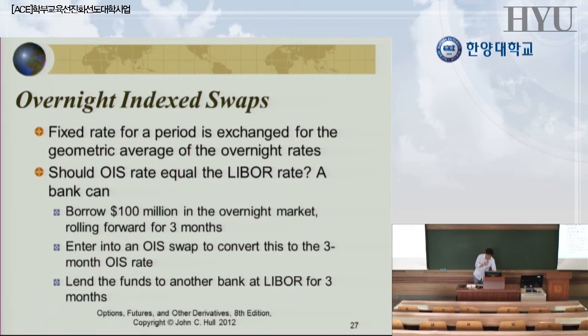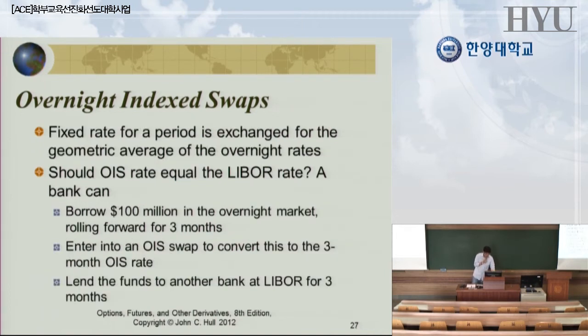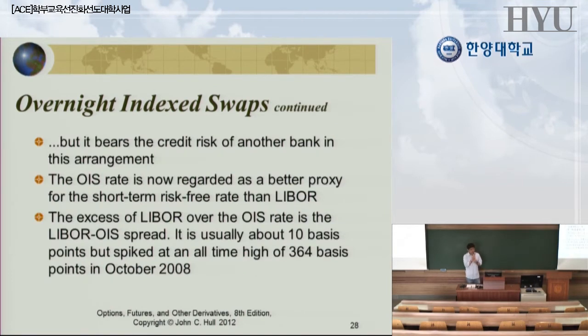Now, if you do these transactions and look at the results, you can see that the OIS rate is regarded as a proxy for the short-term risk-free rate, unlike LIBOR. So there's an excess of LIBOR over the OIS rate, and you can call this the LIBOR-OIS spread. It used to be around 10 basis points, but recently it has jumped to 364 basis points in October 2008. So the previous question was whether they were equal, but the answer is no, because the OIS rate is regarded as a short-term risk-free rate, more so than LIBOR.